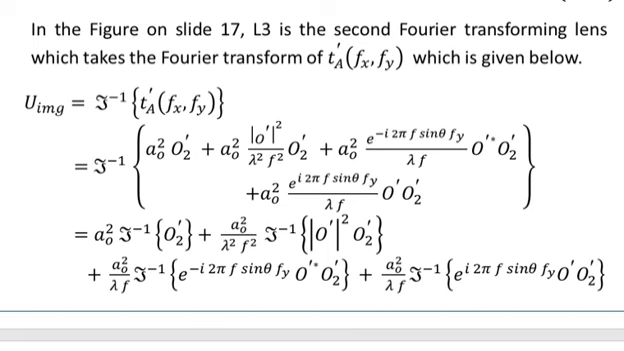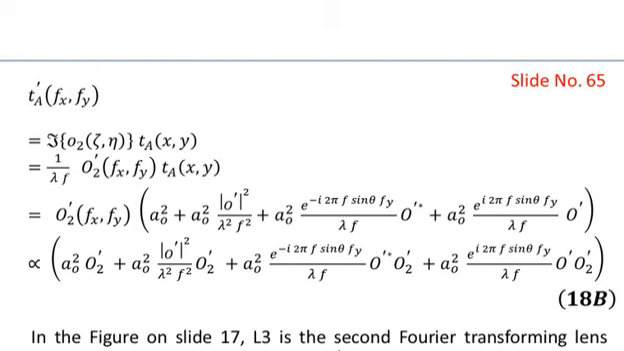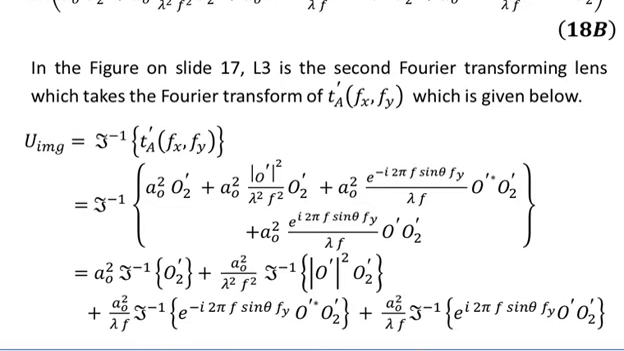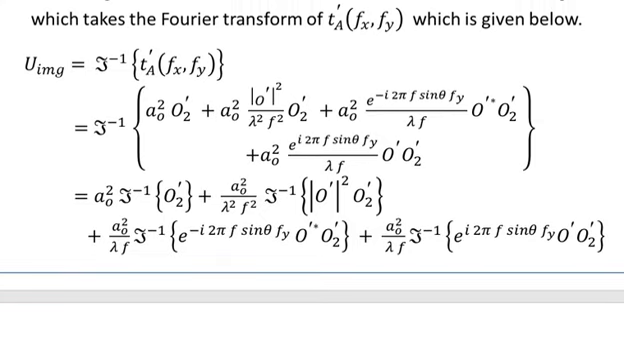So you see that the image at the image plane, which we have taken as UIMG, that is the amplitude image at the image plane, is equal to the inverse Fourier transform of this quantity, that is TA prime as a function of fx comma fy. So you see that we have used the inverse Fourier transform operator before the curly bracket on the right hand side, and we have plugged in the value of TA prime over here from equation number 18b. And then we have sent this inverse Fourier operator to each of the terms in the second step, and then we have obtained the third step or the last step over here.